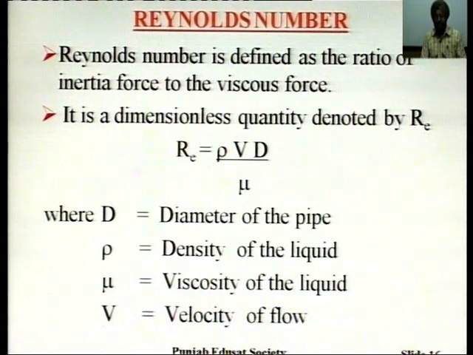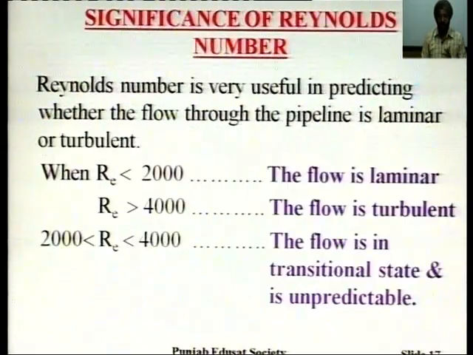Now is there any relation of this Reynolds number with laminar or turbulent flow, or any transitional state? Yes, my answer is yes. This Reynolds number is very much concerned with these different types of flow. How? It is very helpful in predicting whether the flow through the pipeline is laminar or turbulent.